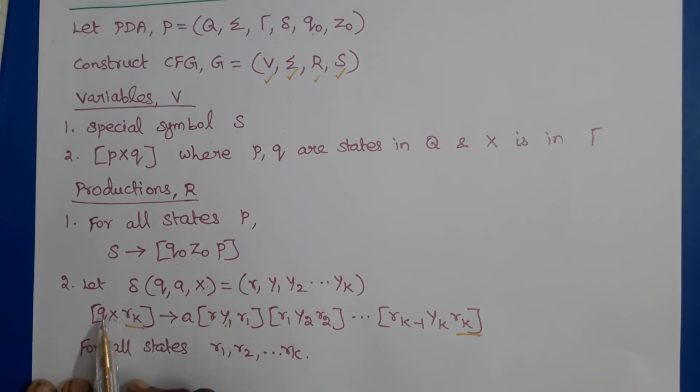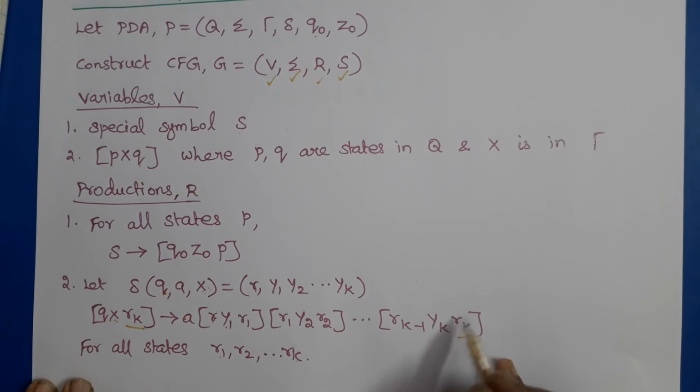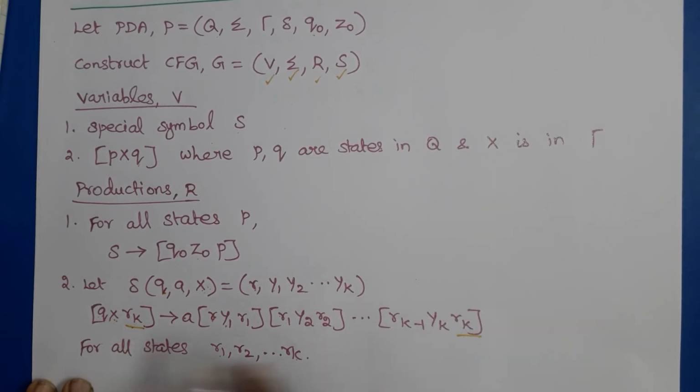This current state should be written here, and the top of the stack. Current state, top of the stack, and a state. This rule must be written for all possible states. So here R_K is written, meaning the final state. Here also the final symbol should consist of R_K at the end. So this and this must be equal.